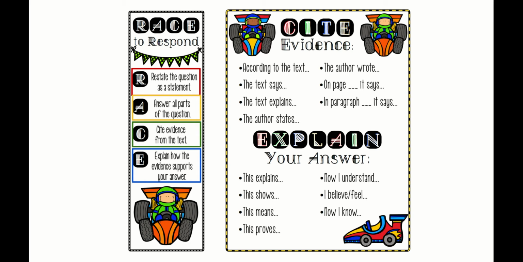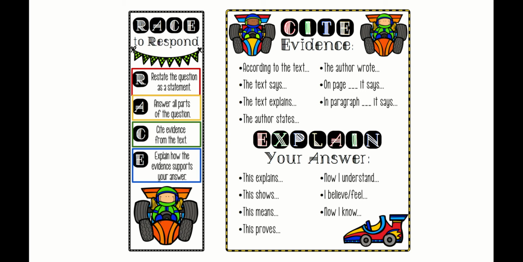This slide also gives you some sentence stems on how you can add the evidence to flow nicely in your paragraph. You can say according to the text or the text says. After you cite your evidence, you're going to need to explain your answer. So you should be very clear. Say, this explains, or this shows, this means, or this proves, to explain why that piece of evidence supports your thinking.